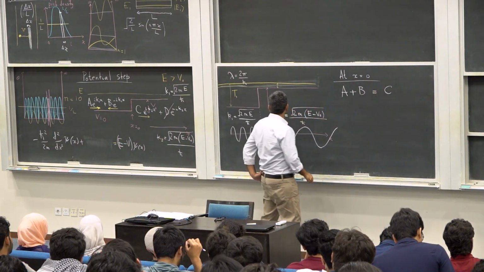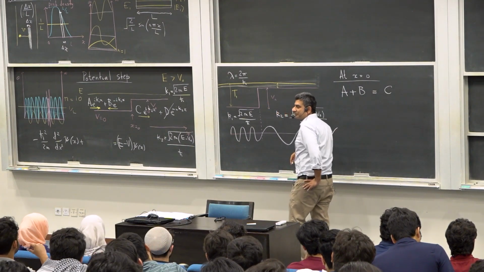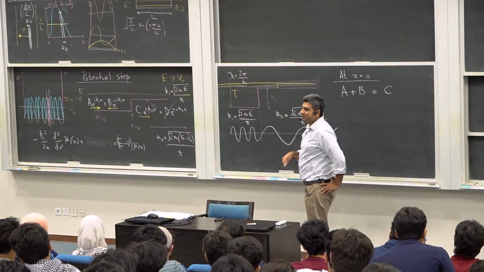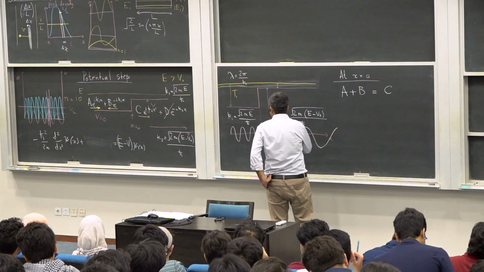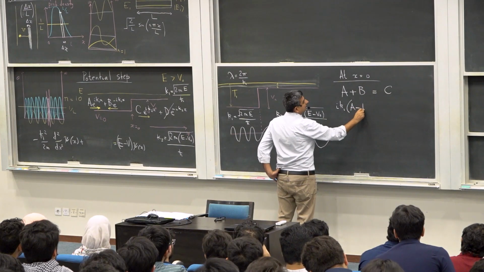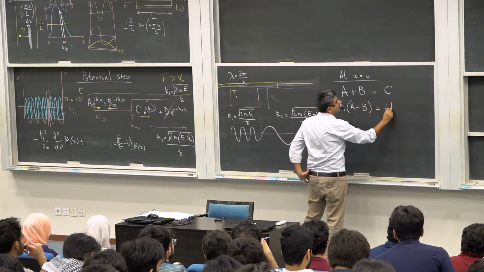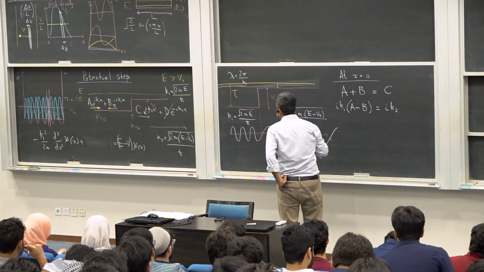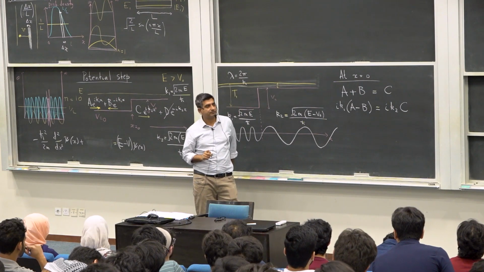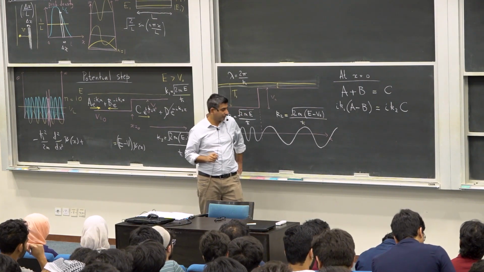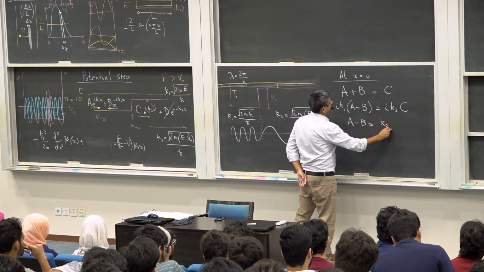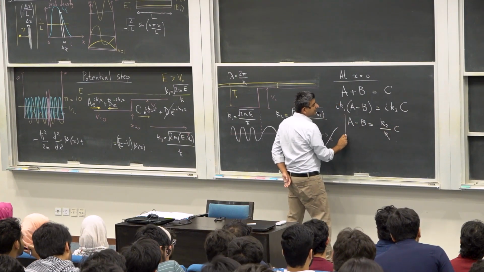What's the second equation? I take the derivatives of the wave functions. They must also be equal at x equals 0. So the derivative of the first wave function gives ik1(A minus B), and this equals ik2 C at x equals 0. But k1 is not equal to k2, so this means A minus B equals (k2 over k1) C. So now I have two equations.